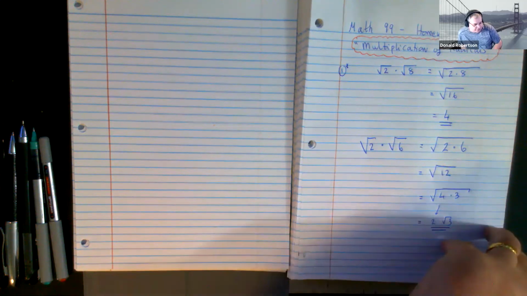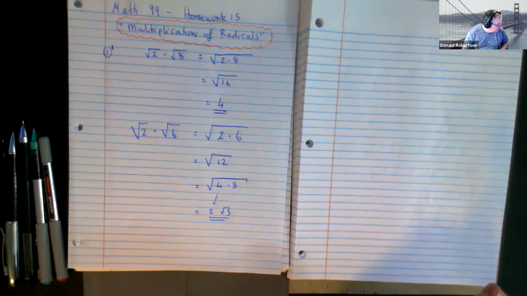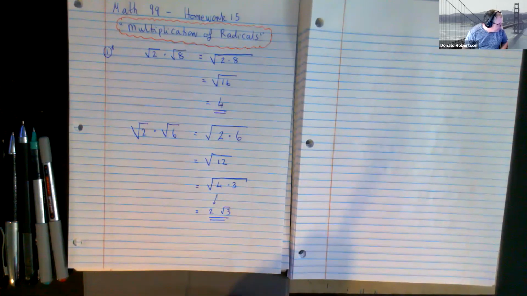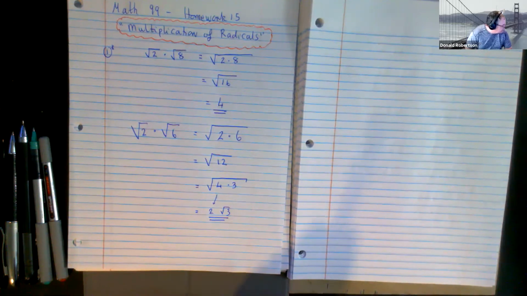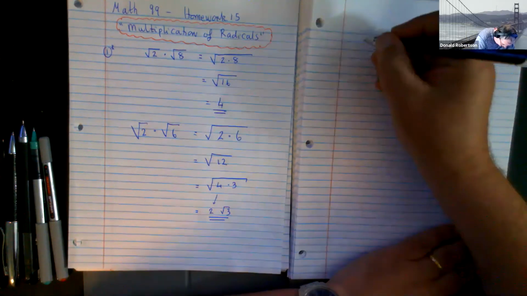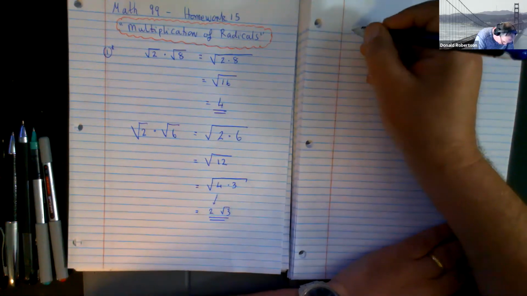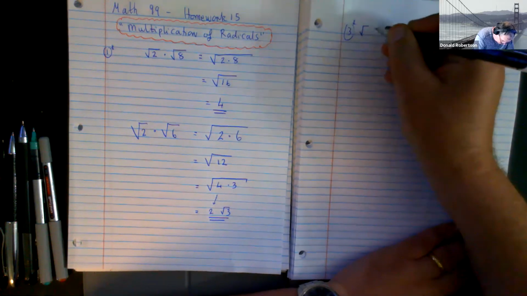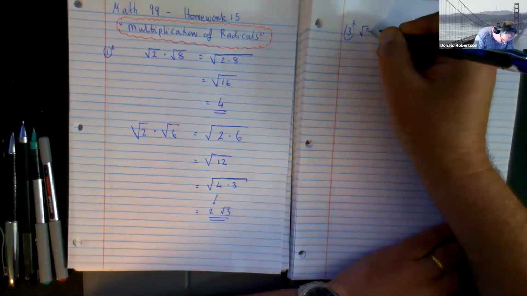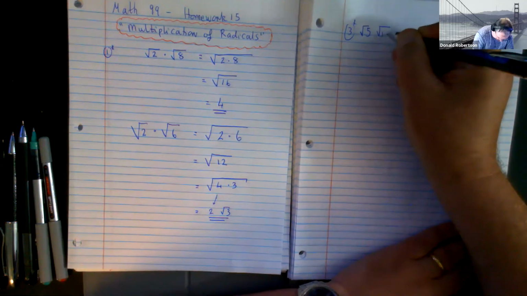Okay. Are we comfortable with that type of thing, that numbers get simplified? Well, most numbers get simplified. Okay. So that would be a type of multiplication. I think we've seen similar things before. Let's try another one. I believe this is similar to question 3. Square root of 5 and square root of 10.